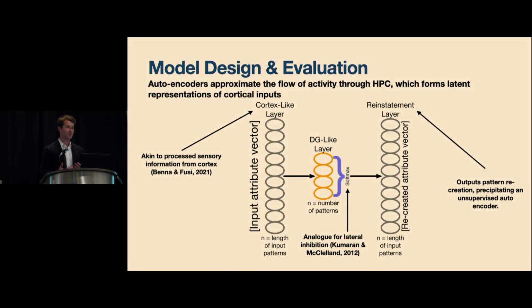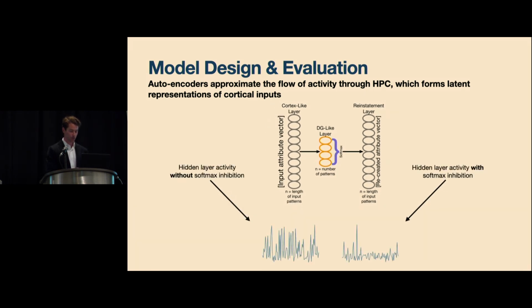Previous authors have implemented this inhibition in a number of different forms. Some, for instance, have used an explicit sparsity penalty in the loss function, but with regards to models of the hippocampus, softmax constitutes a well-validated option. And to give you an example of the effect it has, here are two example traces of hidden layer activity, both without softmax inhibition on the left and with softmax inhibition on the right. As you can see, this inhibition produces far sparser layer activity, which is one of those key dentate characteristics that we're looking for.